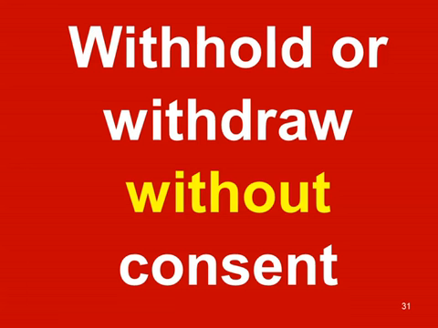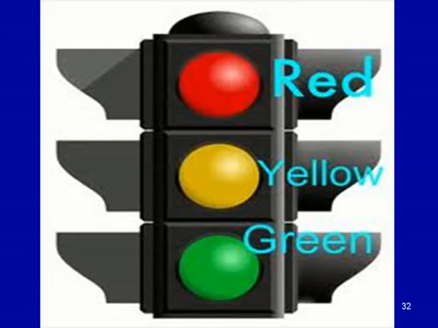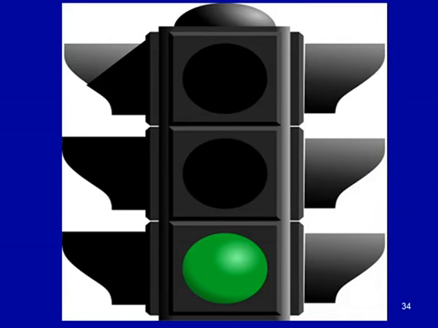If you can't get consent from the current surrogate or get consent from the new surrogate, then you might want to consider withholding or withdrawing without consent. And just to frame these legal options, I want to do that in the context of a traffic light: red, green, yellow. The green light. The green light says, Doc, if you think it's inappropriate, you can stop. And you have immunity from any kind of sanction for doing so.